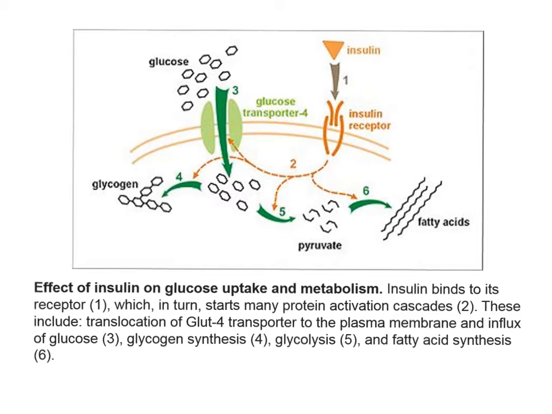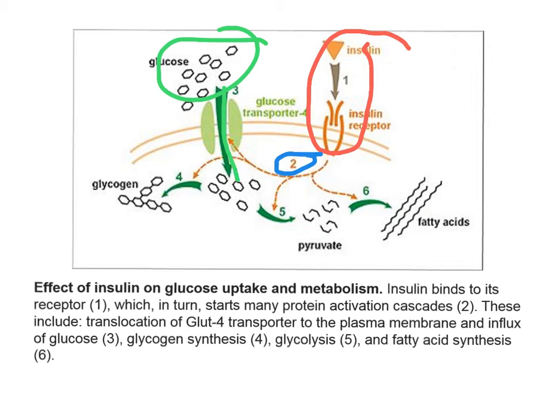The insulin, in the first case, binds to the insulin receptor, which in turn starts many protein activation cascades. The first of which include translocation of glucose transporters into the plasma membrane and the influx of glucose. So here's this glucose that's now coming in.